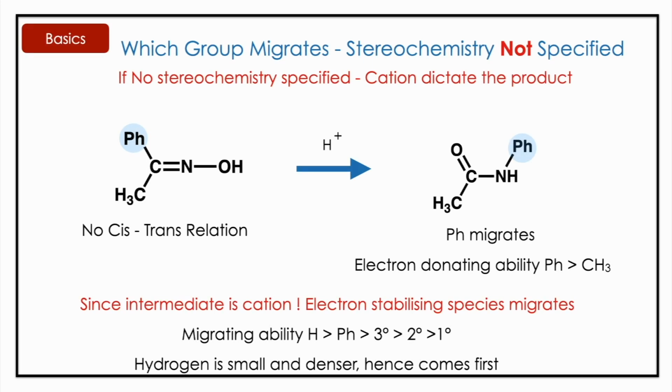In the next category, stereochemistry is not specified. Here phenyl and methyl are there. We don't know which is cis or trans. How we can do the mechanism is to choose the electron-rich group. Since the intermediate is the cation, the electron-rich group migrates, which is phenyl here, ending up with the final product. The migrating order will be hydrogen, phenyl, tertiary, secondary and primary. Why this order? Because the intermediate is the cation, so electron-rich groups or cation-stabilizing species migrate.